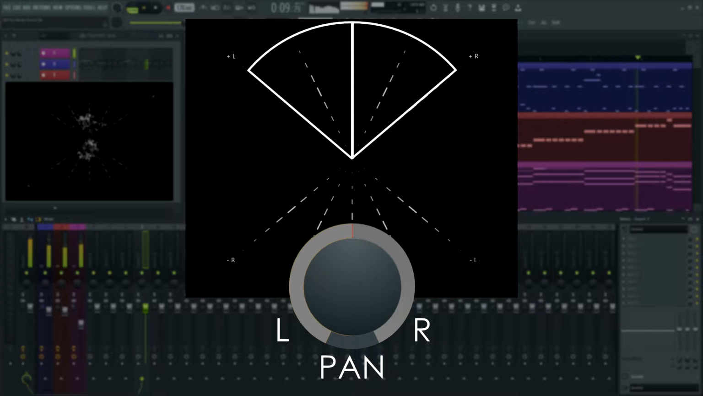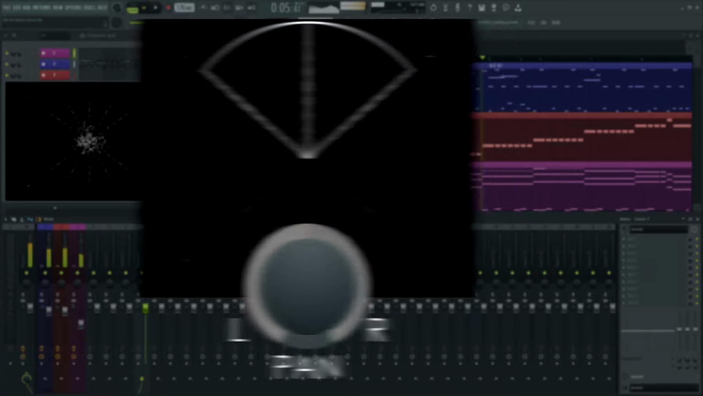Since every point on a circle is the same distance from the center, every possible panning position will reduce the level gradually, so it is equal in level when summed to mono. That makes it much more intuitive to use, and it's why we call this one equal power panning. This is the default panning law in FL Studio.